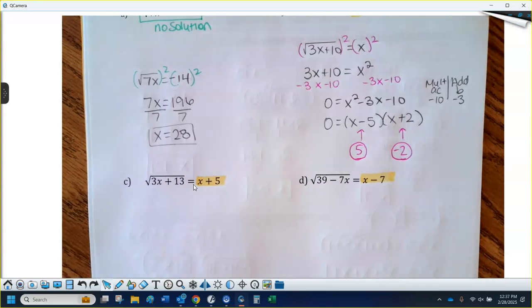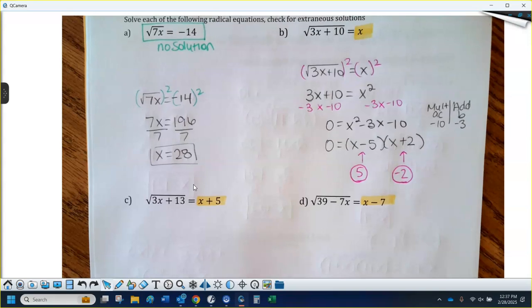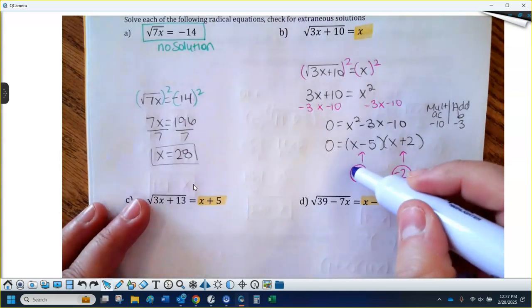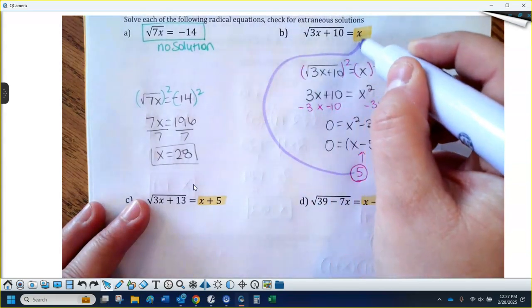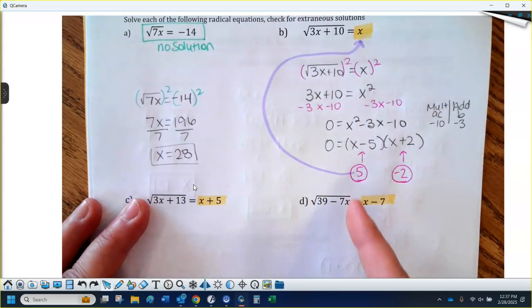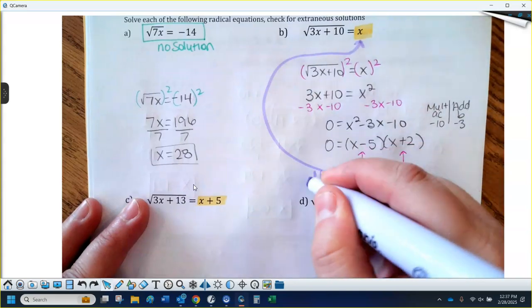Now, because my original problem, let me pull this back down so we can actually see it, my square root was equal to an expression. It's just an x here, but you have to check. So just come back up here to the original problem. As long as this expression is positive, you're good. So if I put in 5 there, perfect, we're positive.